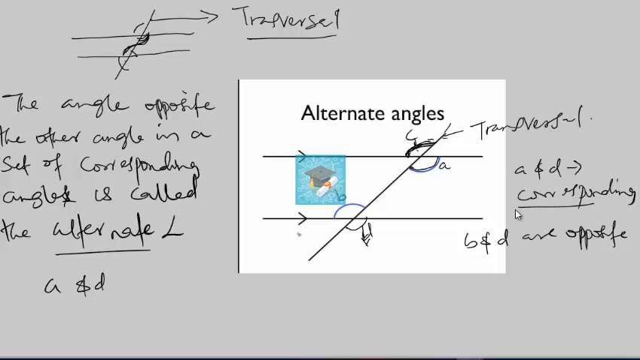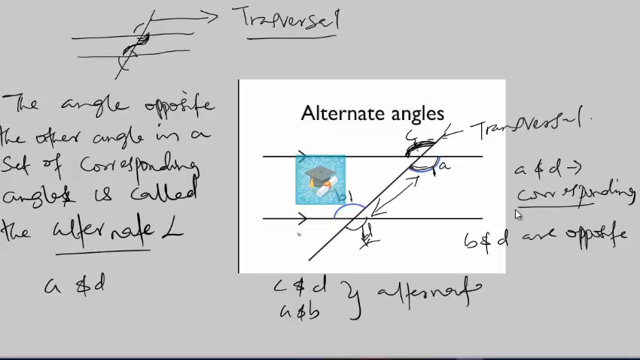Similarly, A and D are corresponding angles. Angle B is opposite angle D. So angle B is alternate to angle A. So when you have a set of corresponding angles, then the angle that is opposite to one of them is alternate to the other. So if angle C is opposite to one of the two corresponding angles, then it is alternate to the other. So we say C and D are alternate angles, then A and B are also alternate angles.